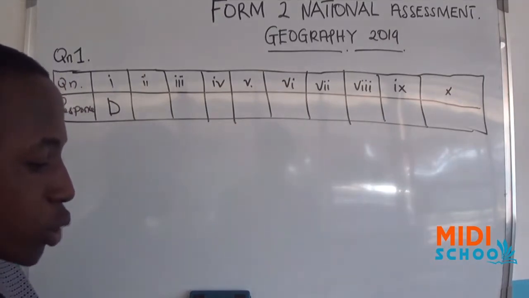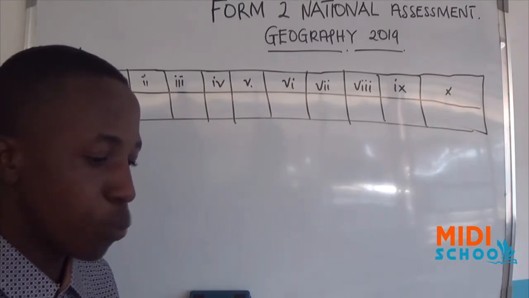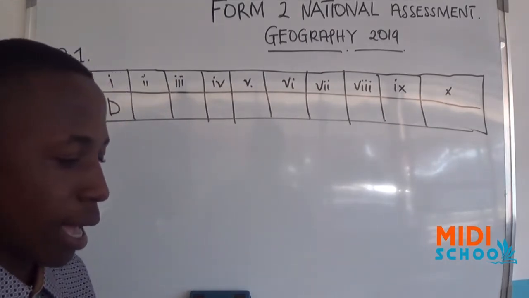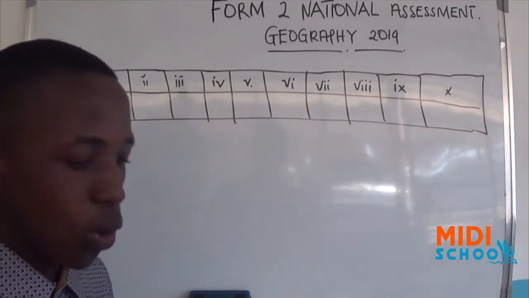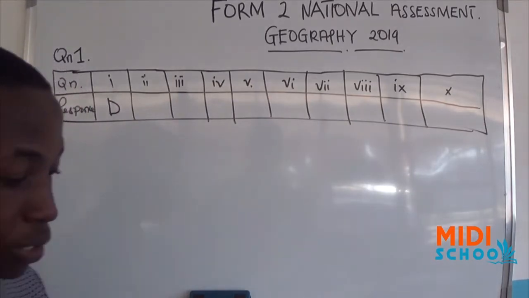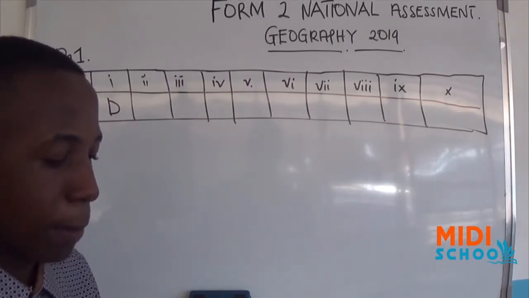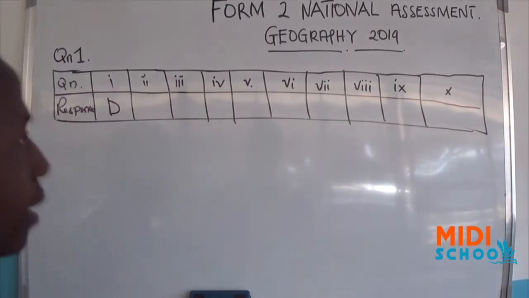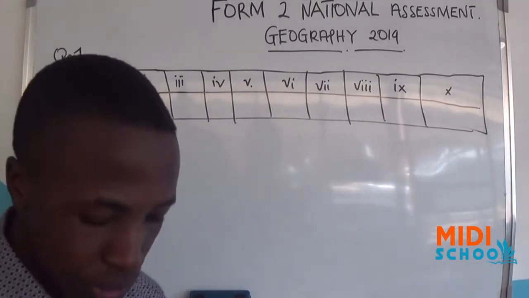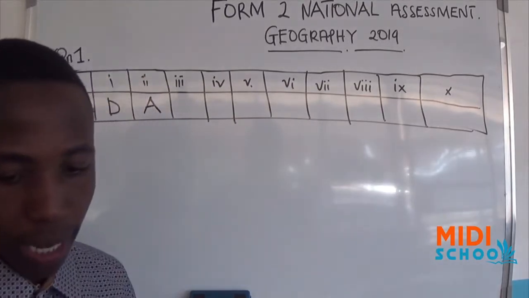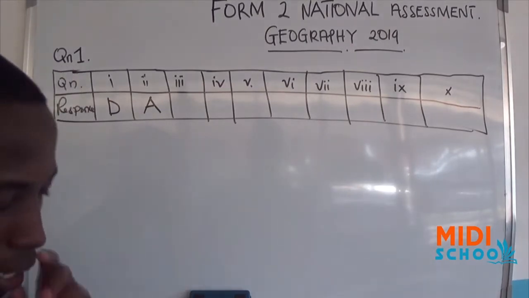For Roman 2, the direction to which a compass needle points is called: A, magnetic north, B, true north, C, grid north, and D, compass bearing. Our answer here is A. The direction to which the magnetic needle always points is called magnetic north, and our answer here is A.